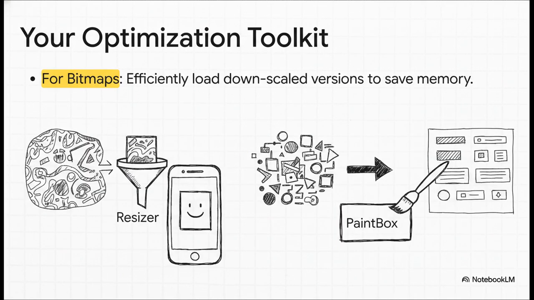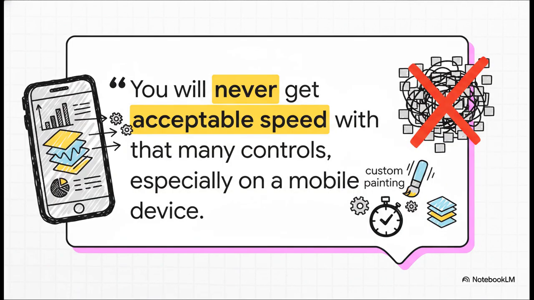For bitmaps, the rule is simple. Never load the full resolution image into memory if you don't need to. Always load a downscaled version that's the right size for where it's being displayed. For those really complex layouts, instead of creating thousands of labels and shapes, use a single TPaintBox component and just draw your UI yourself. It is orders of magnitude faster. I'm not kidding. And that's not just a friendly suggestion. As one expert on Stack Overflow put it very bluntly to a developer trying to create 2,600 controls at runtime, you'll just never get acceptable speed that way on mobile. For complex, data-heavy UIs, custom painting isn't just a nice-to-have optimization, it's an absolute necessity.